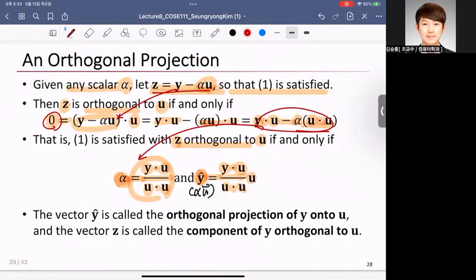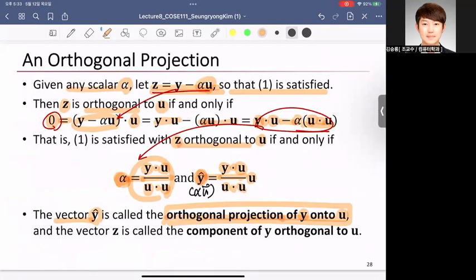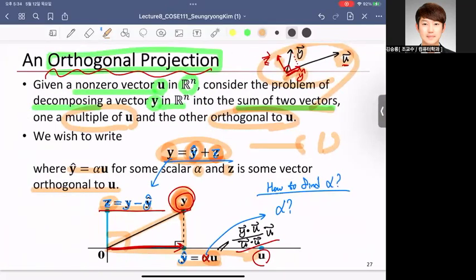That's the way to decompose your vector y into y hat plus z. In this case, vector y hat is called the orthogonal projection of y onto u. This is just a definition. It's not a difficult one. And vector z is called the component of y orthogonal to u.